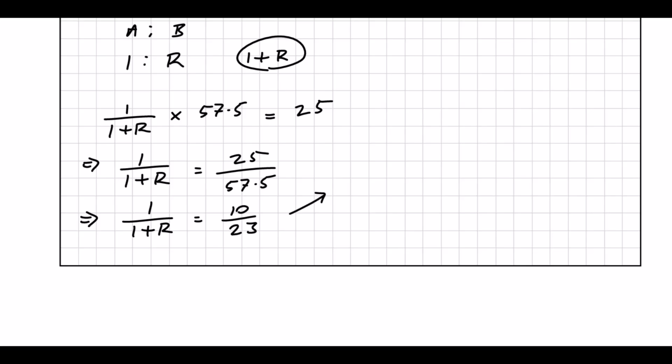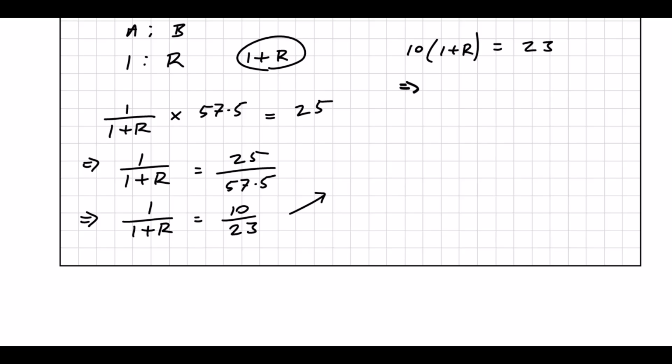Okay, I'm just going to come up here now. You've got a fraction equal to a fraction, so I'm just going to cross multiply. I'm going to multiply 1 plus r by 10, so that's 10 times 1 plus r. And that's equal to 23 times 1, which is just 23.